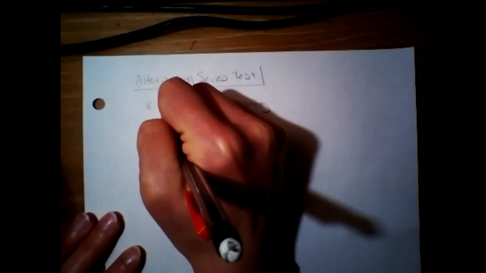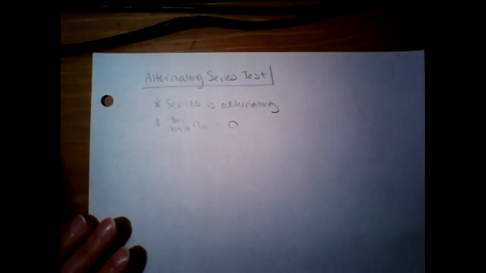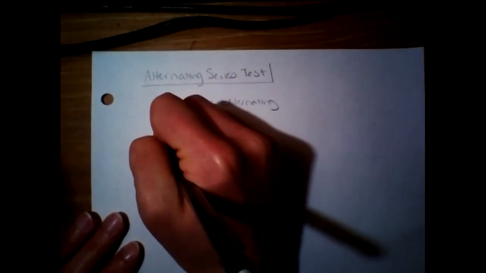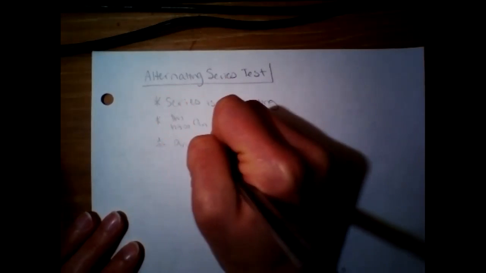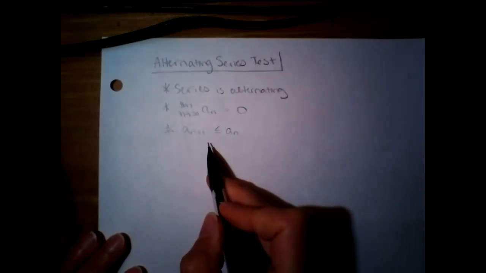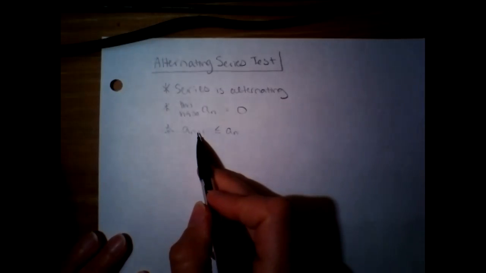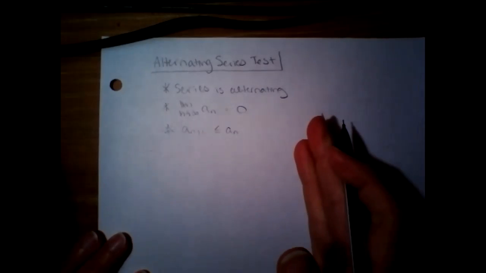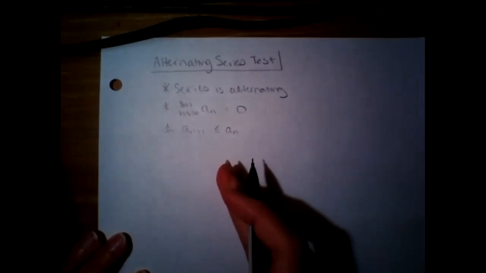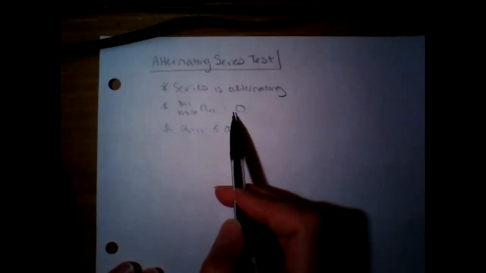The limit as n goes to infinity of a sub n has to go to 0. And then a sub n plus 1 is less than or equal to a sub n, which means that the terms are decreasing. They keep getting smaller and smaller. So the n plus 1th term, the next one in line, is going to be smaller than the one you had before. So they're decreasing, which makes sense that the limit would also go to 0.